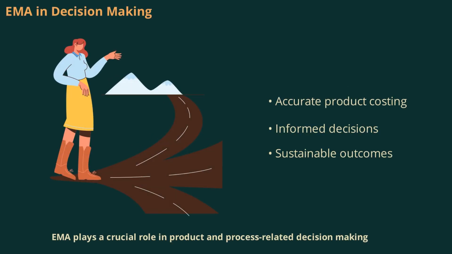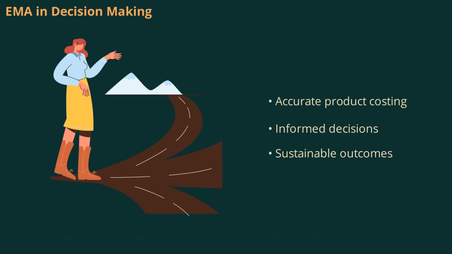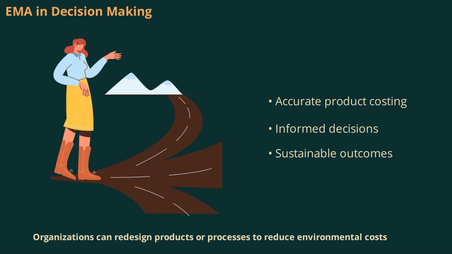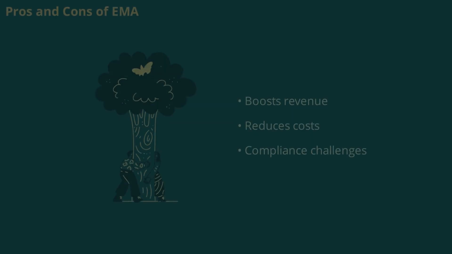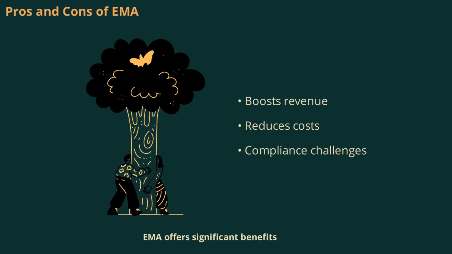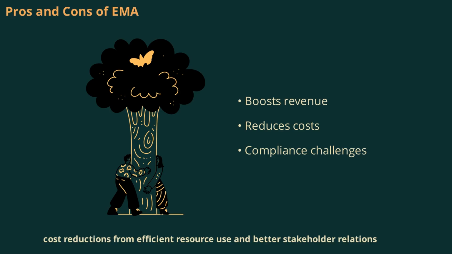EMA plays a crucial role in product and process-related decision-making. By converting environmental overheads into direct costs and allocating them to responsible products or processes, EMA enables more accurate pricing, profit margin analysis, and product portfolio decisions. Organizations can redesign products or processes to reduce environmental costs, improve housekeeping, and enhance overall sustainability, leading to better long-term business outcomes.